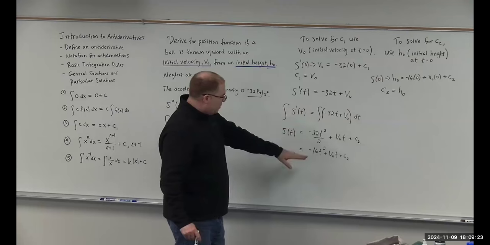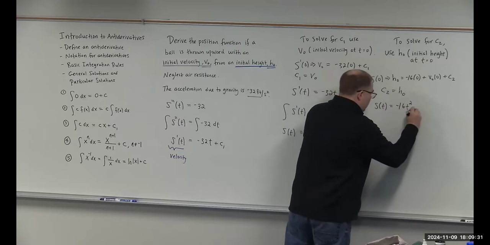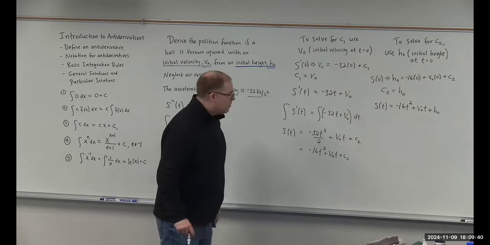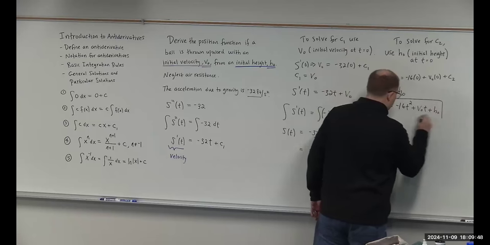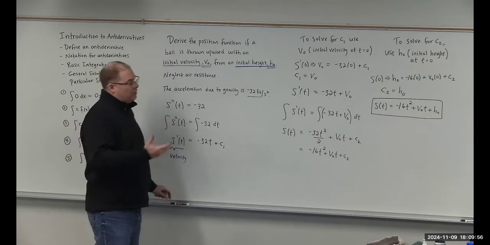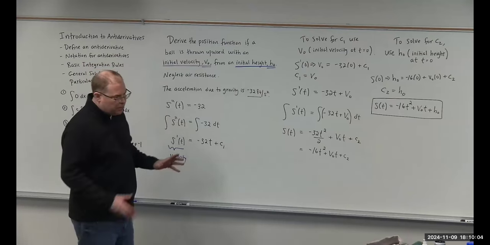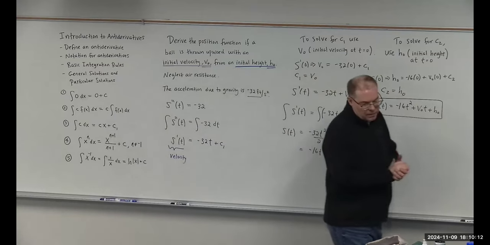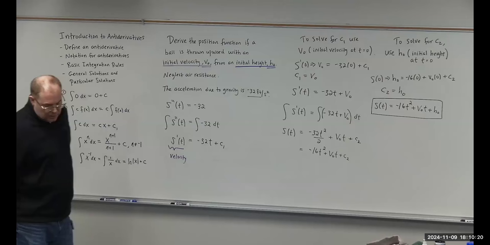So now that we have c2, we can plug it in here. We have s of t equals minus 16 t squared plus v naught times t plus h sub zero. And that is basically our solution. That's the position function that we want to solve for. There is another way to do this through the use of Newton's formulas, but it works out the same. You basically have to use the integral to get to the final result. So there it is.